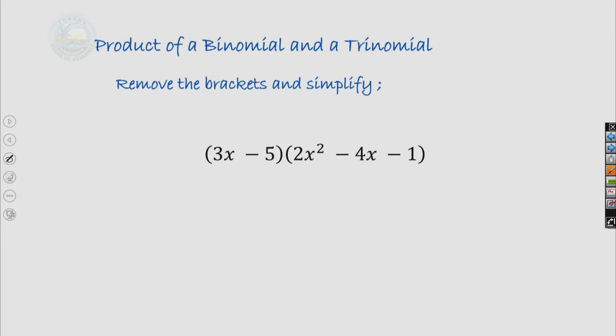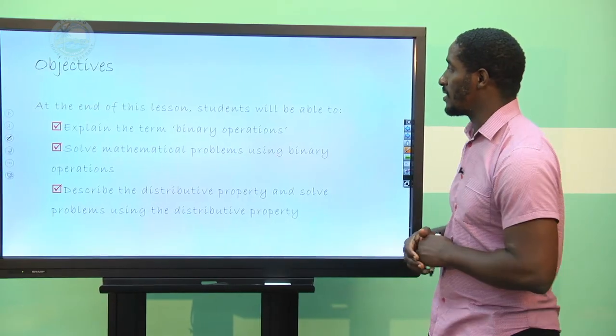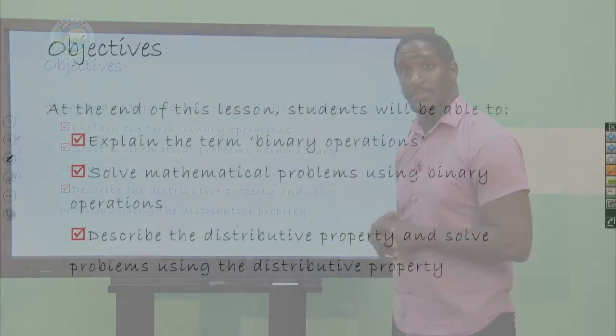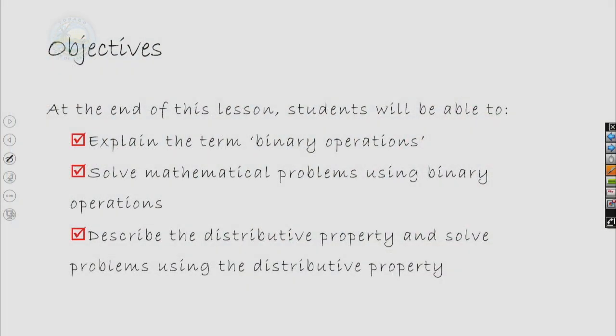Let's just recap to ensure that we have covered all our bases. At the end of this lecture session, at the end of this video, we are now at the end. So I am hoping you are now able to explain the term binary operation. You are now able to solve mathematical problems using binary operations. And you should be able to describe the distributive property and solve problems as we did highlight earlier using the distributive property.